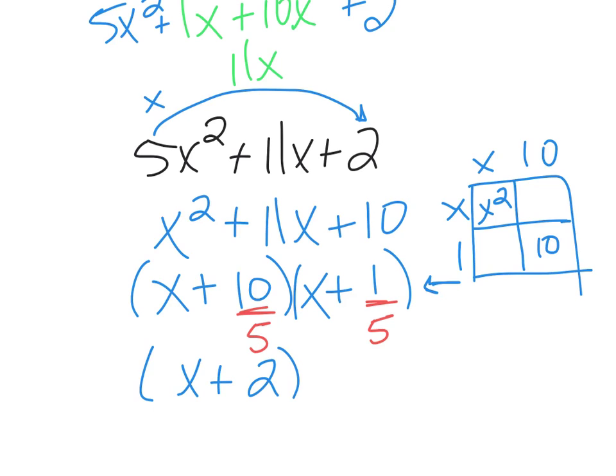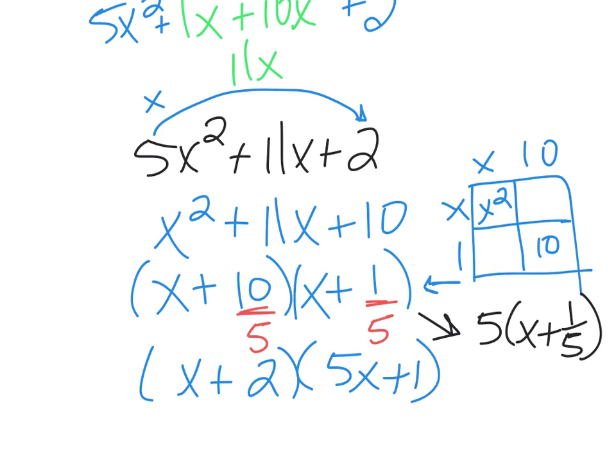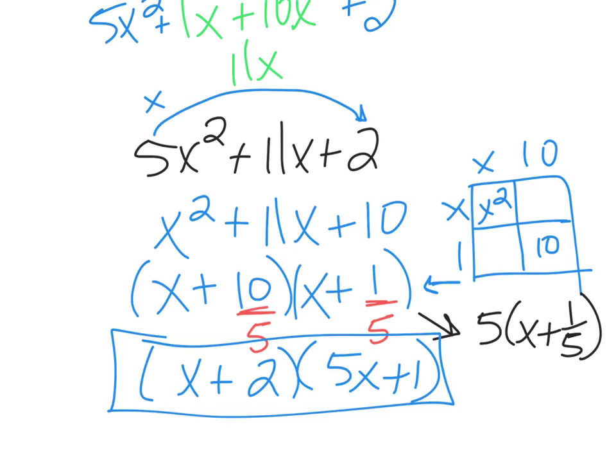And remember to do this, let me draw a little side problem. To get rid of a denominator, I multiply by the denominator. Okay, and that's going to give me 5x plus 1. And that's my answer.